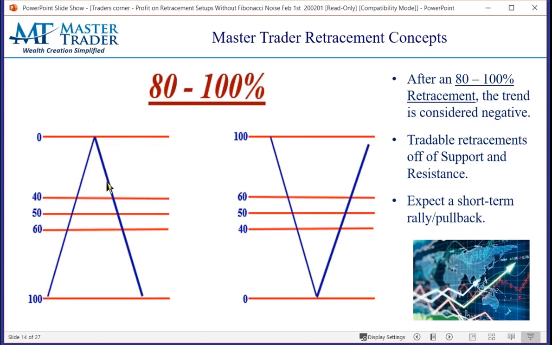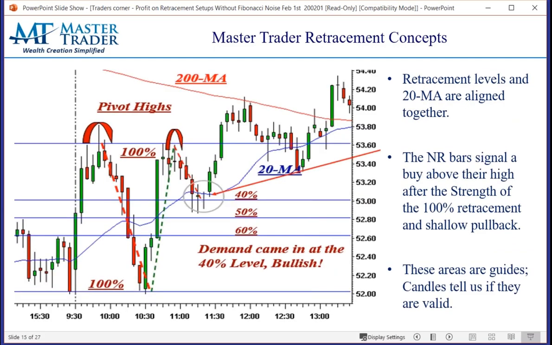Strength came all the way back down. The trend is considered negative. Tradable retracements off of support and resistance are fine. So you can expect a short-term rally, but it's bearish. Another example.